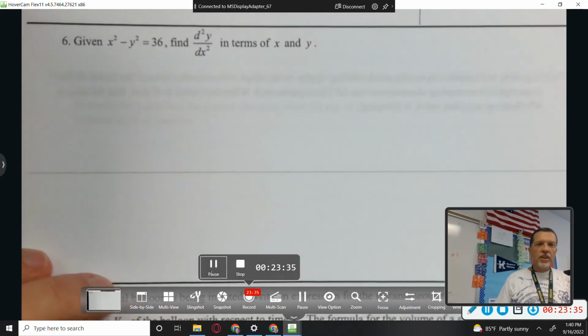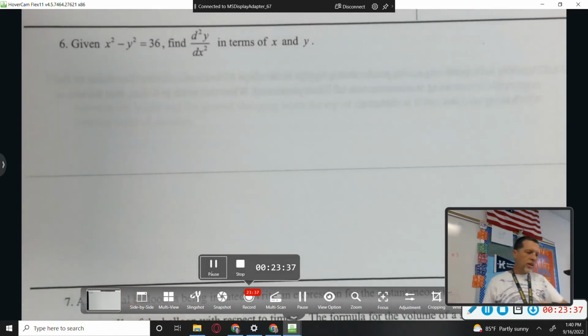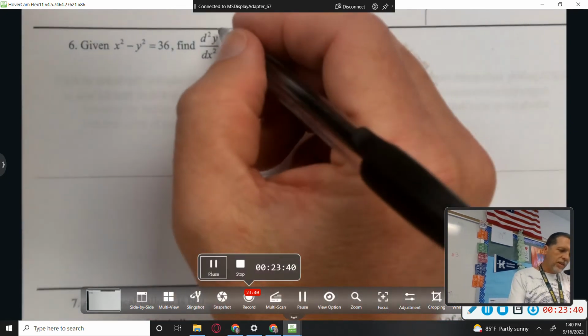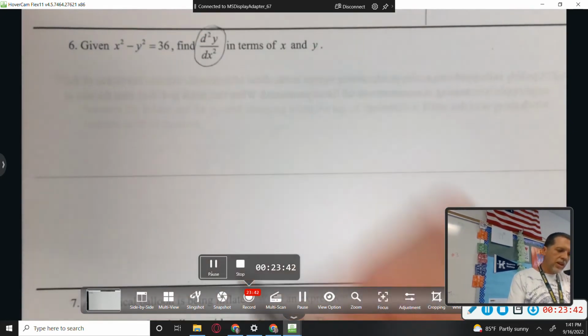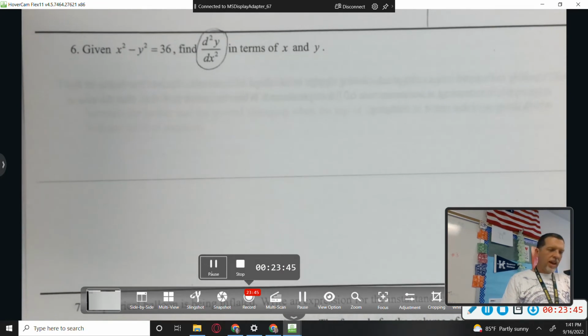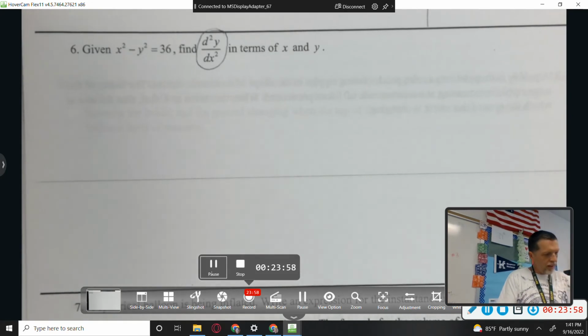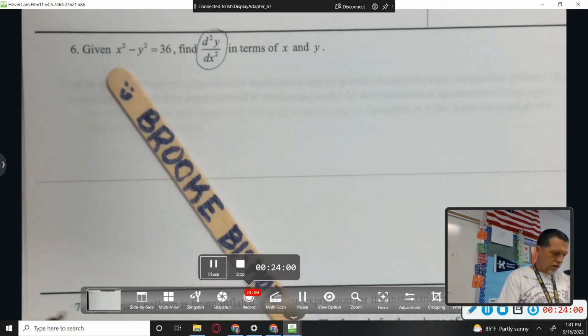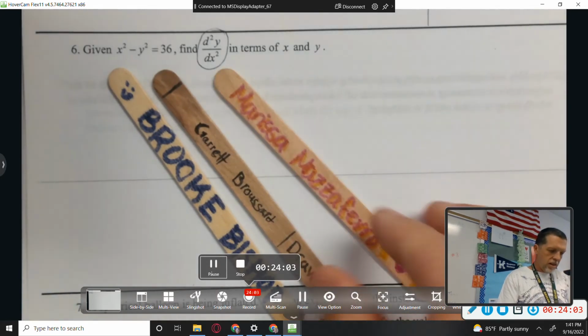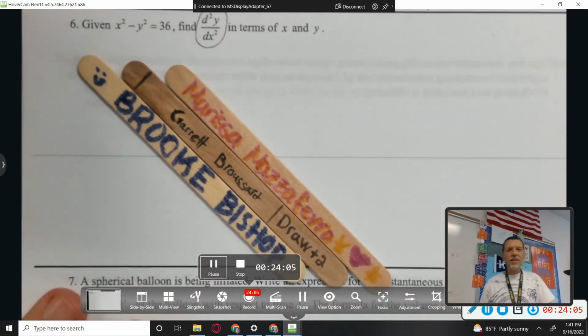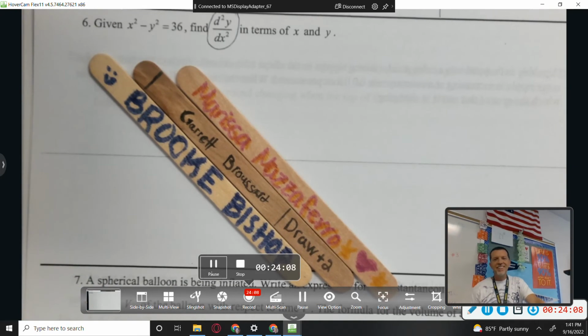Number 6, given x squared minus y squared equals 36, find, what's this mean? Double prime. Second derivative. And again, there's no way to jump to the second derivative, there's no magic. You just have to find the first derivative, clean it all up, and then find the second derivative. So, let's do that. Three terms, 3 helpers.